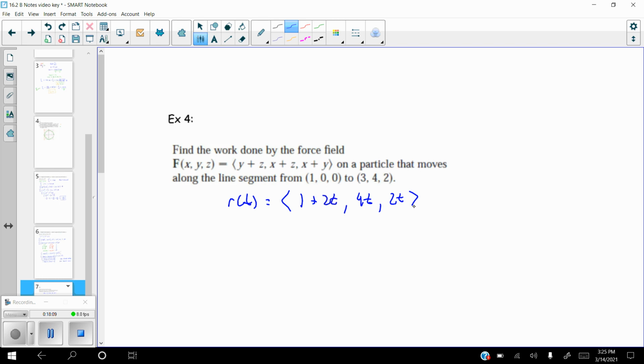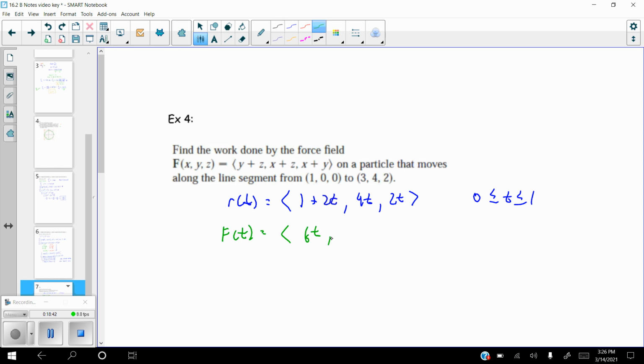And remember, it's a line segment, so t is going to go from 0 to 1. It will always be that way. And technically, you can make it go 0 to whatever you want to, but there's really no point in doing that. 0 to 1 is the easiest way to go. We have to define our force parametrically. So the force is y plus z. Well, let's see. y is 4t, z is 2t. If I add those together, I get 6t.